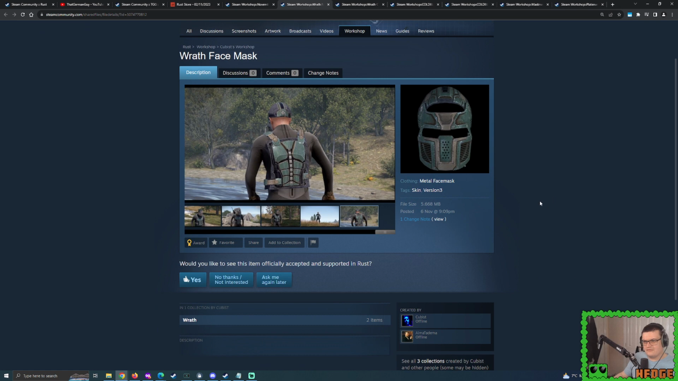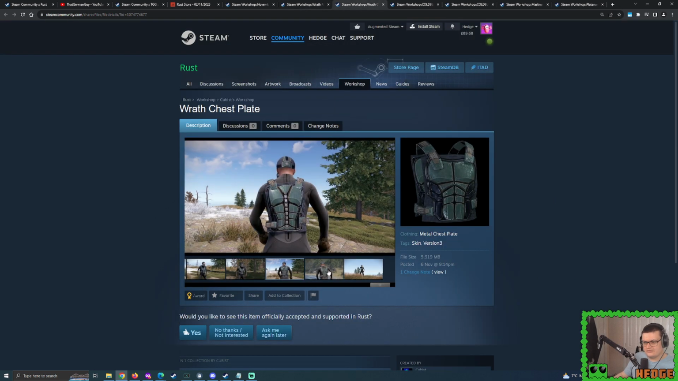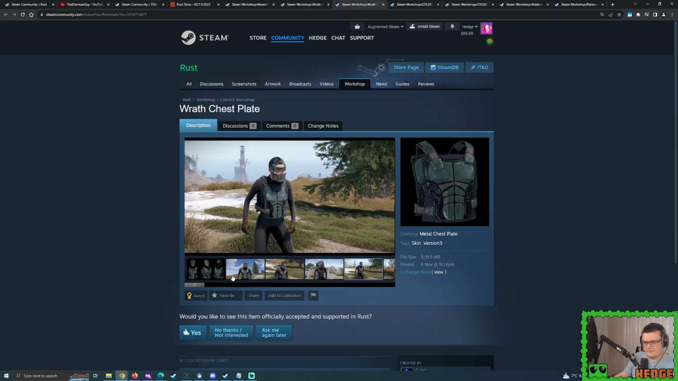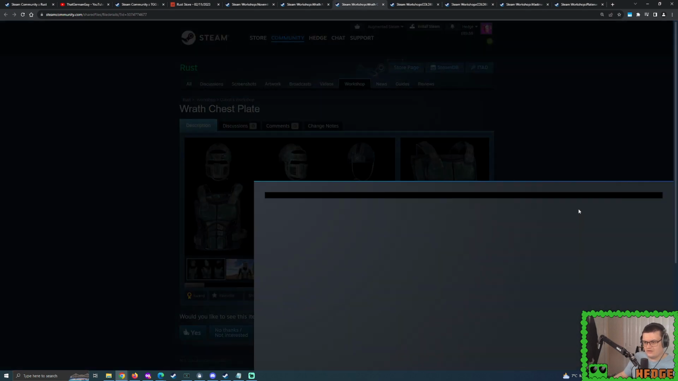Next up, we have the Wrath Tier 3 armor. Get a good look at this. So it's a very dark green colour. Very nice, very cool.